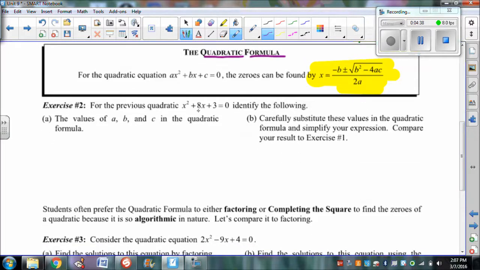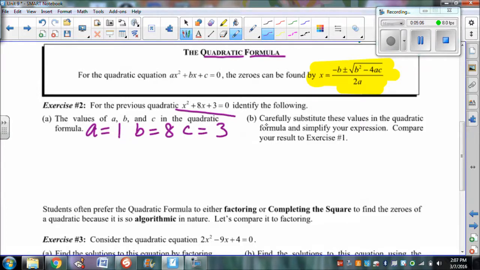So, let's go back to that same equation. And we know what the answers are because we completed the square. But it's going to walk us through the quadratic formula. So it says, what are the values of A, B, and C? Well, A is 1, B is 8, and C is 3. It says, the values of A, B, and C in the quadratic formula. Okay, so I think they just wanted us to list those out.